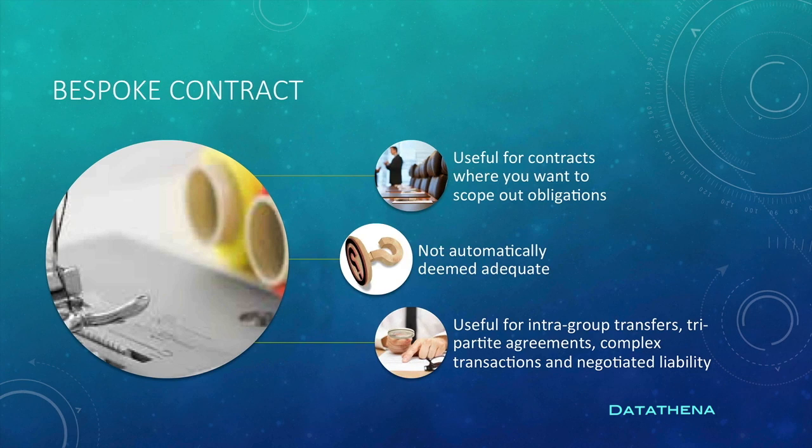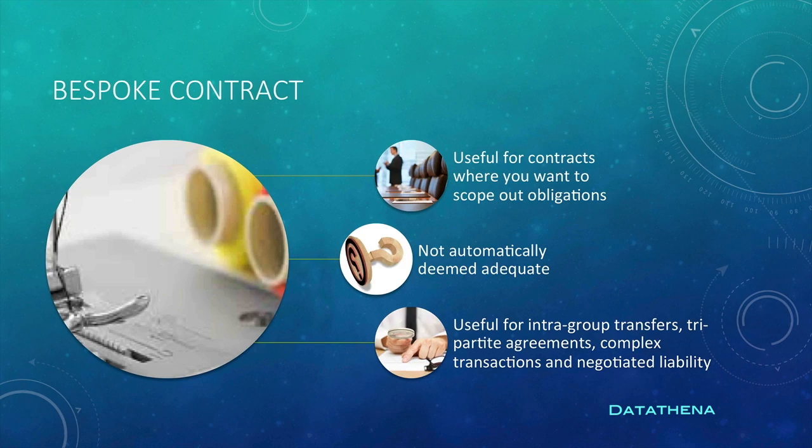And now we have bespoke contracts. The clue's in the title here with them. Bespoke by nature means that they don't have a finding of adequacy. So they are useful where you really want to set out the obligations that apply as between the organisations transferring the data. But as I've just said there, they are not automatically deemed adequate. So you can't say that they have that rubber stamp from the Commission saying that it's fine to use them.